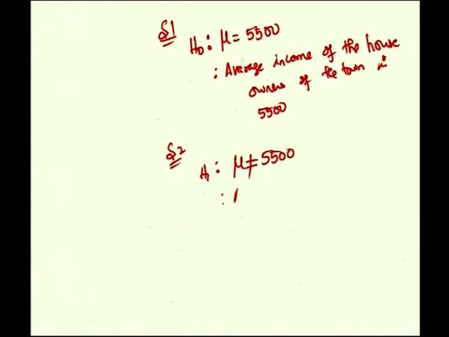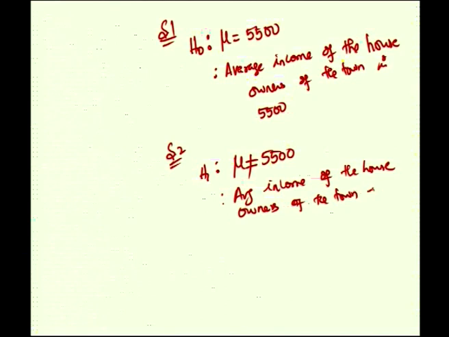Step 2, H1 will be mu is not equal to 5500. So, the average income of the house owners of the town is not 5500. Step 3, we fix up the level of significance.